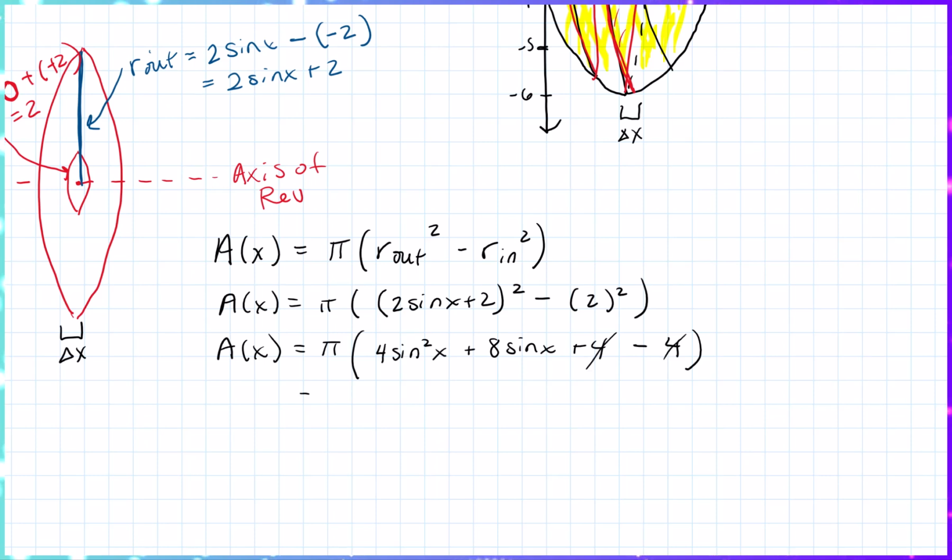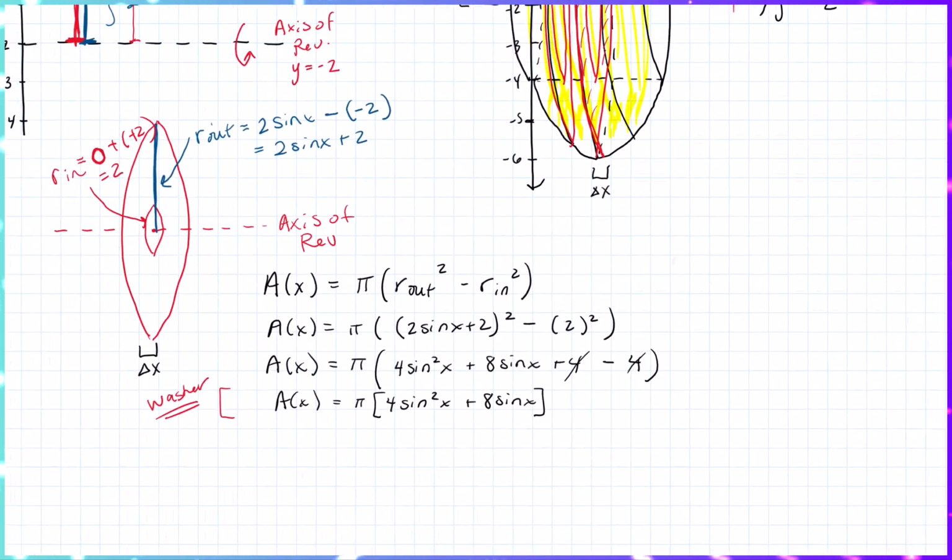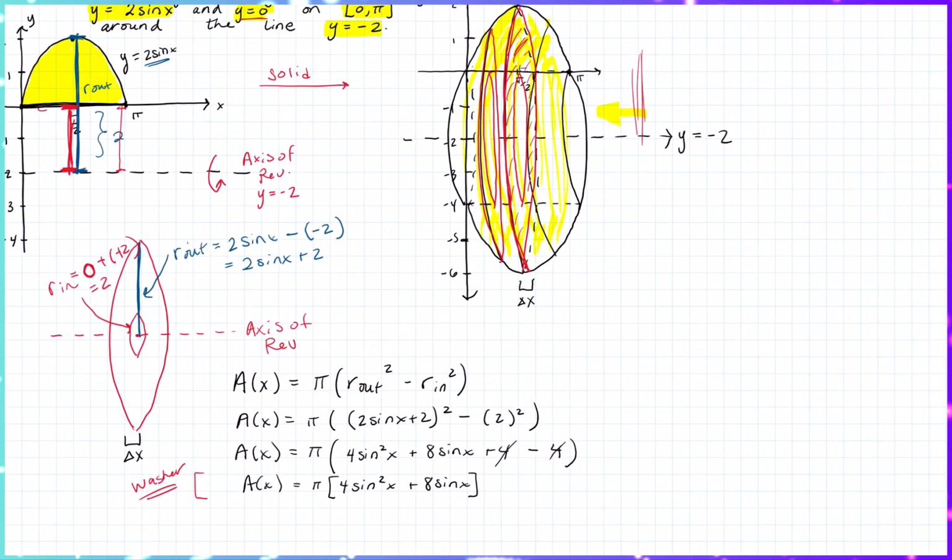Keep simplifying a little bit, so this becomes pi times 4 sine squared of x plus 8 sine of x, and that is the area of a washer. So that is the area of the cross-sectional slice, which was a washer. All right, now we have everything we need to go ahead and put it into our volume.